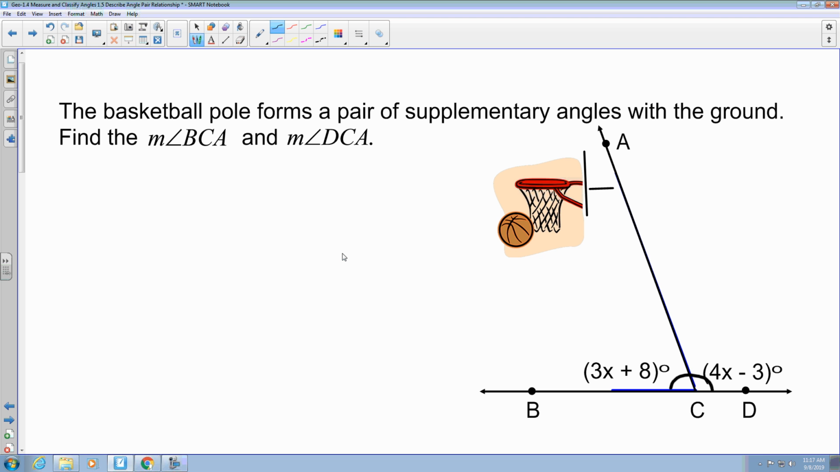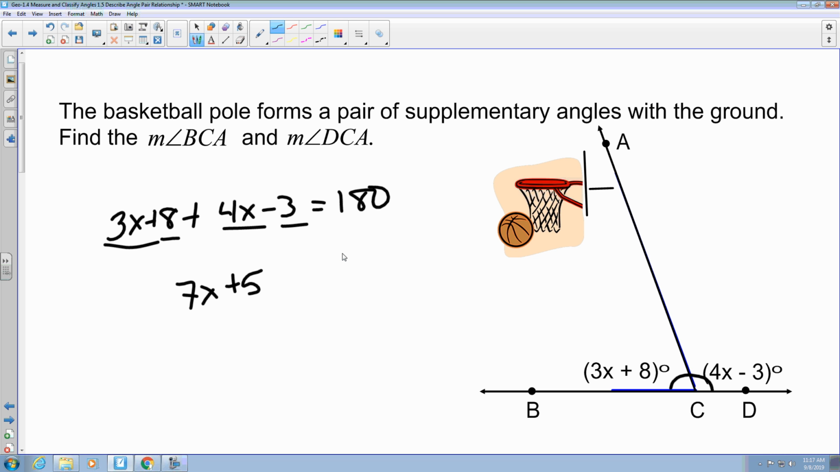Well, they just told us they're supplementary, so we can say that BCA is 3x plus 8, so I'm going to say 3x plus 8 here, plus DCA is 4x minus 3, and that's going to equal 180 degrees. Combining like terms here and here, 7x, and like terms here and here, plus 5 is going to equal 180. So I got 180 minus 5. That gives me 75.